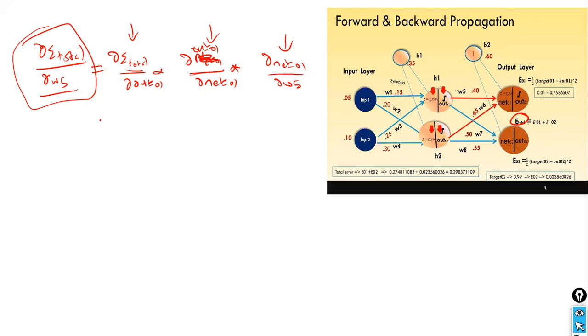The E total we have already discussed, right? The E total is nothing but E1 plus E2, that is, E O1 plus E O2. So this is 1/2 times (target O1 minus out O1) squared, plus 1/2 times (target O2 minus out O2) squared.